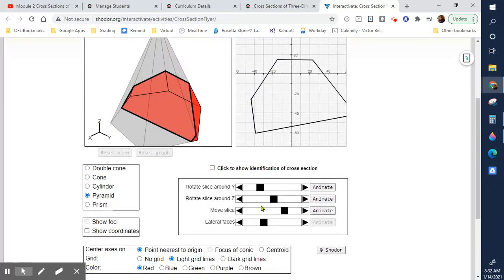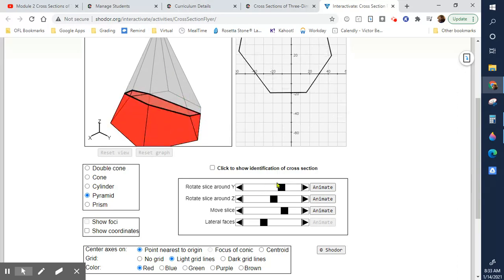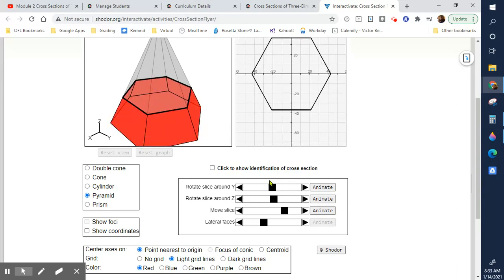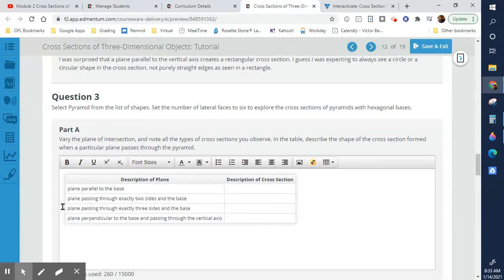The easiest way for me to tell, and this is spoiler alert for later, is to look at this. So this is 1, 2, 3, 4, 5, 6. Yep, the hexagon. So yeah, parallel to the base. Oh, there we go. Hexagon. I guess it wasn't too much of a spoiler. It was coming up right away.